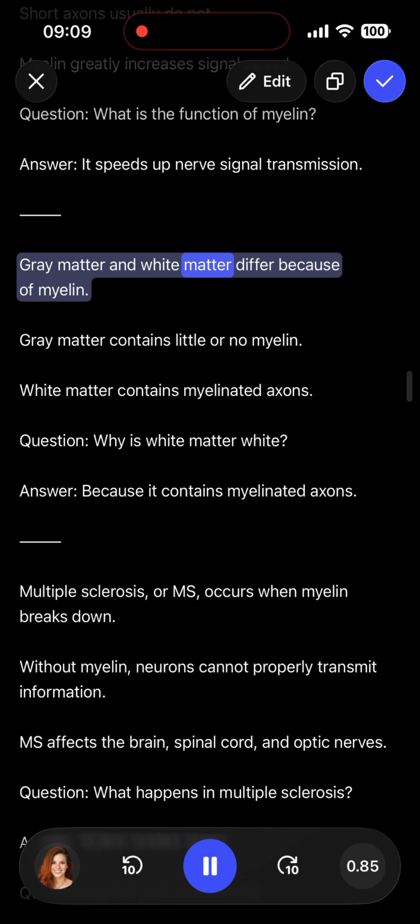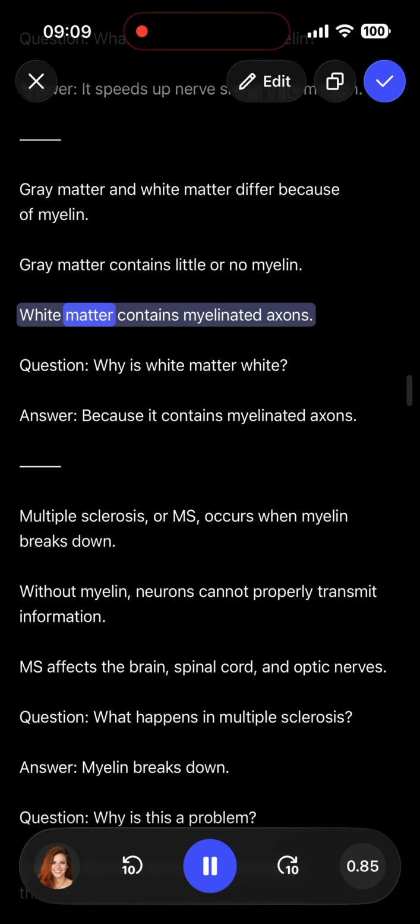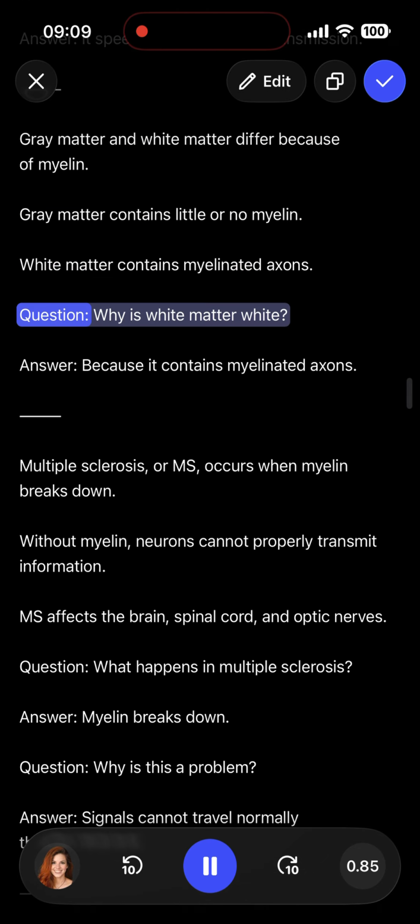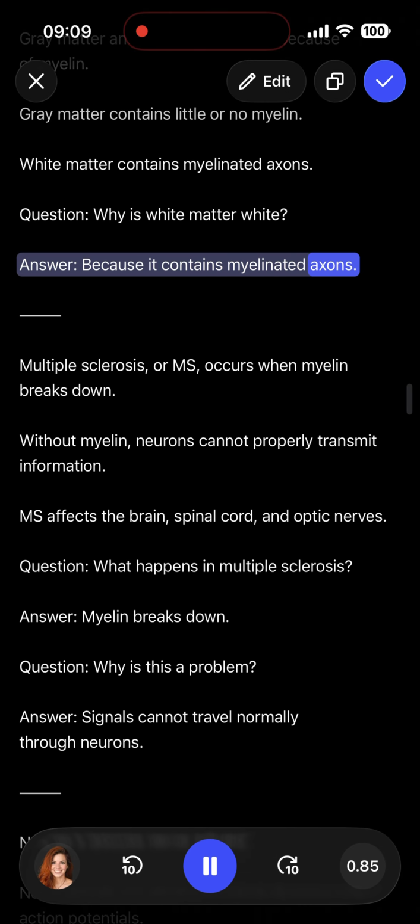Gray matter and white matter differ because of myelin. Gray matter contains little or no myelin. White matter contains myelinated axons. Question. Why is white matter white? Answer. Because it contains myelinated axons.